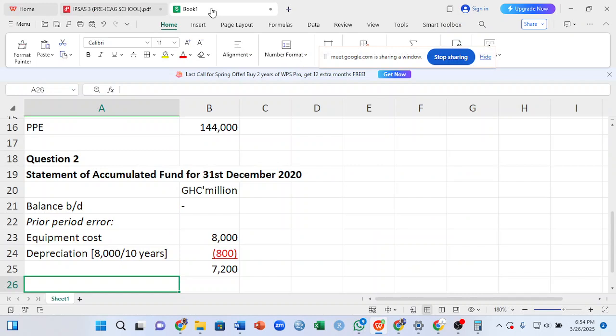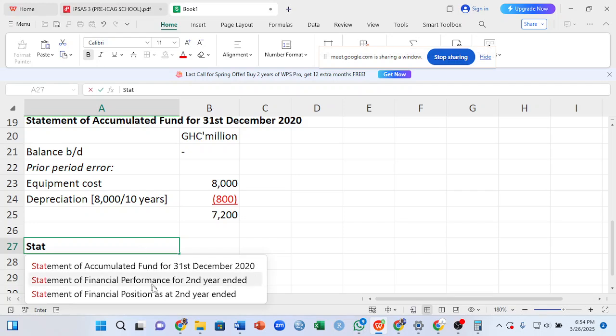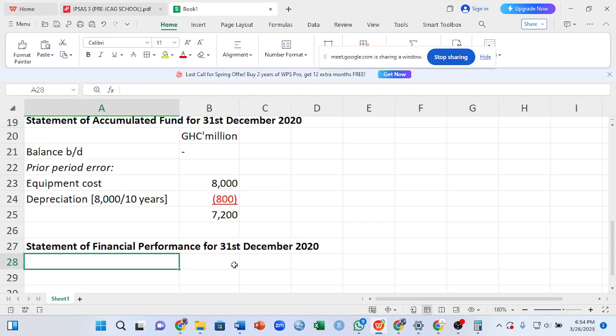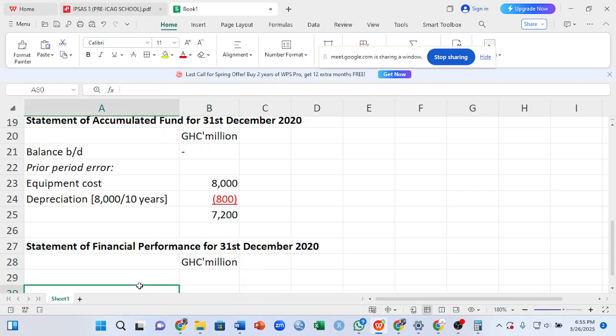Like, we need to show our depreciation in the statement of financial performance. We need to show the carrying amount in the statement of financial position. So if you don't do this, you lose some ticks as well. So we need to show that. So we'll move on with the statement of financial performance. Then here we bring the year for 31st December 2020. What do we bring here? We'll bring our depreciation here.